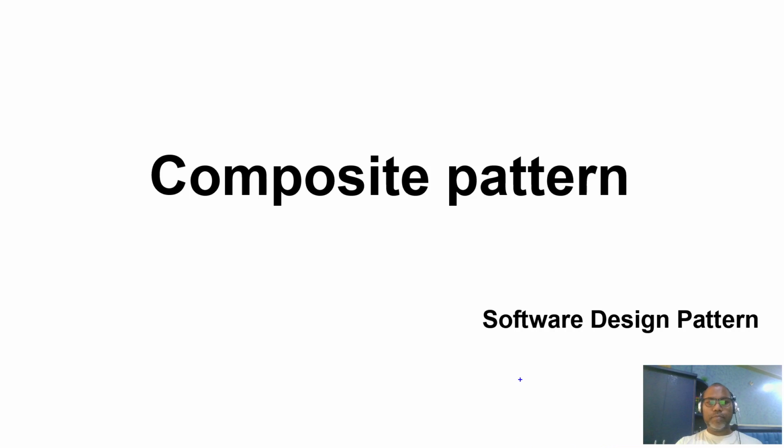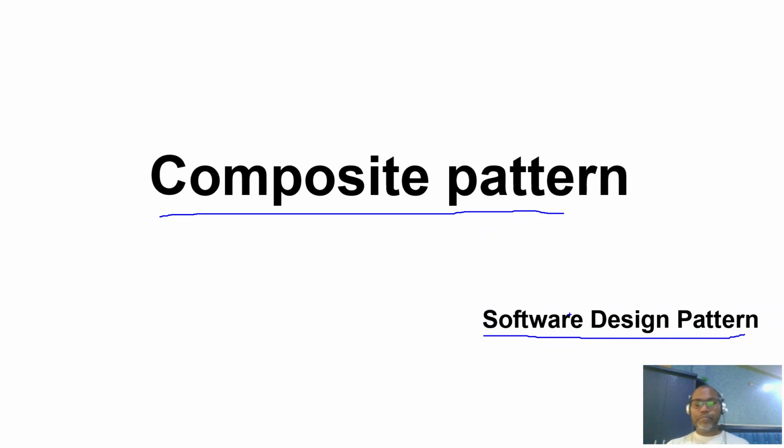Let's start. Today, I'm going to discuss the composite design pattern. Composite pattern is a kind of software design pattern. Here we'll discuss the theory part, the definition of the composite pattern, and next we'll discuss how we can implement this pattern in the Java language. Okay, so let us look.